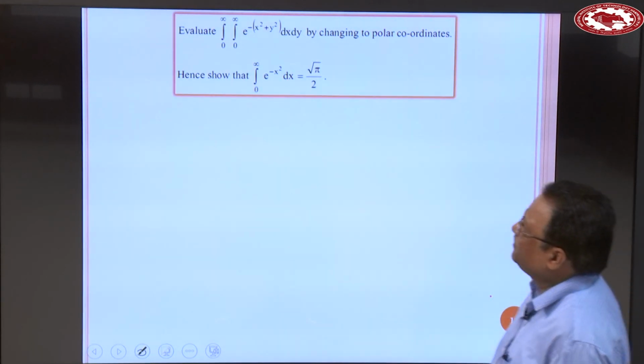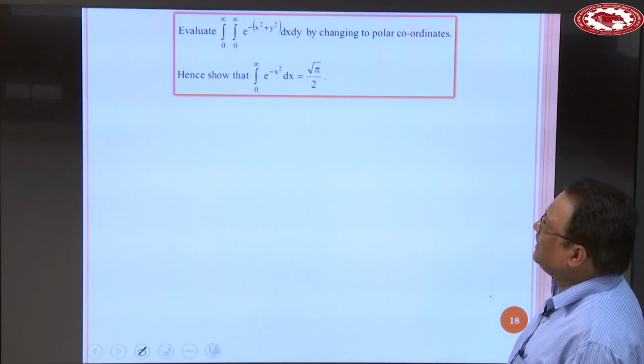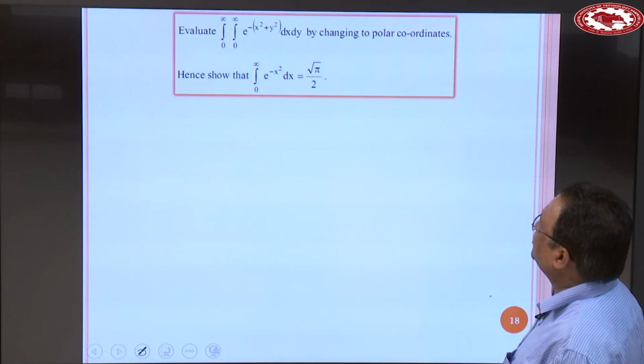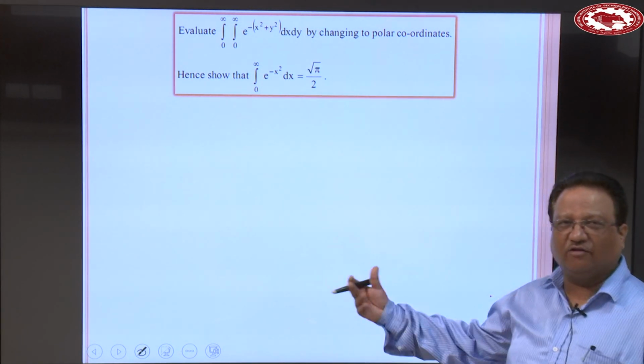Now one more question. Evaluate the integral from 0 to infinity of e raised to power minus x square plus y square dx dy by changing to polar coordinate system, and hence show that this result holds. So first solve the first part.